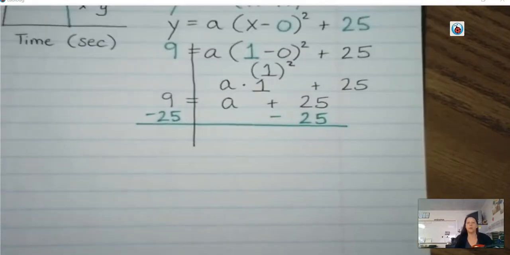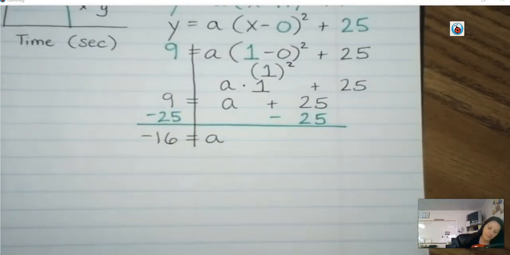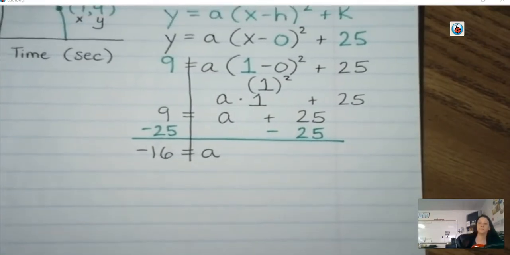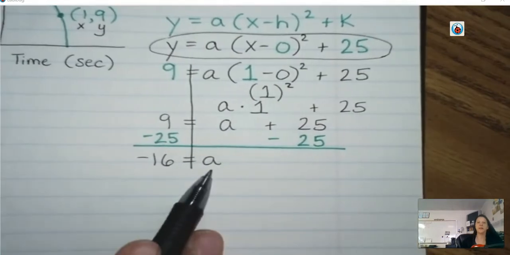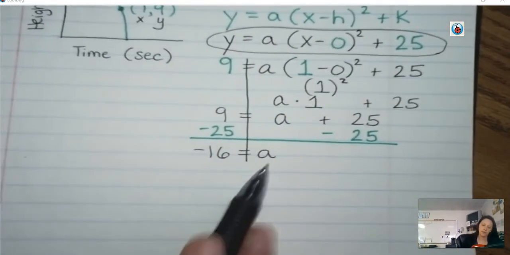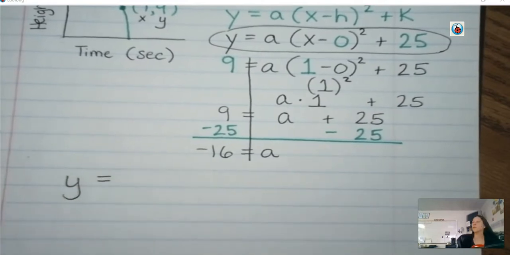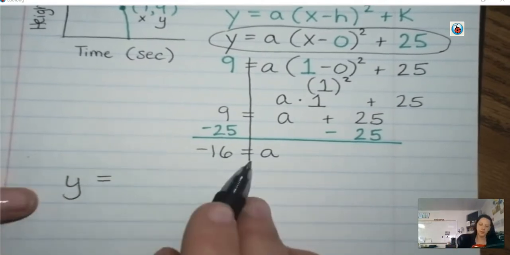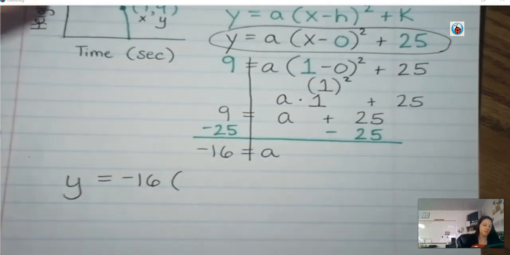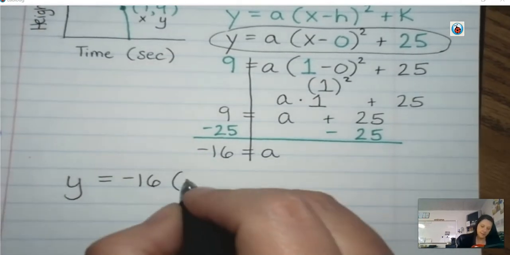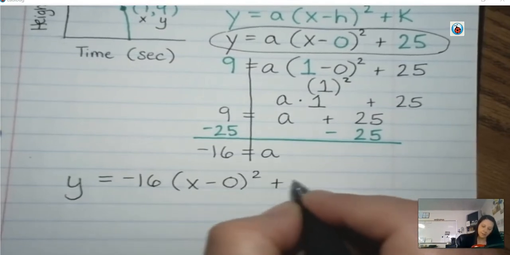9 take away 25 is negative 16. And so you go back, it's this equation that you're plugging your a into. So your equation is y equals, or f of x equals, or whatever the problem wants you to use. Plug in your a, and then the rest is x minus 0 squared plus 25.